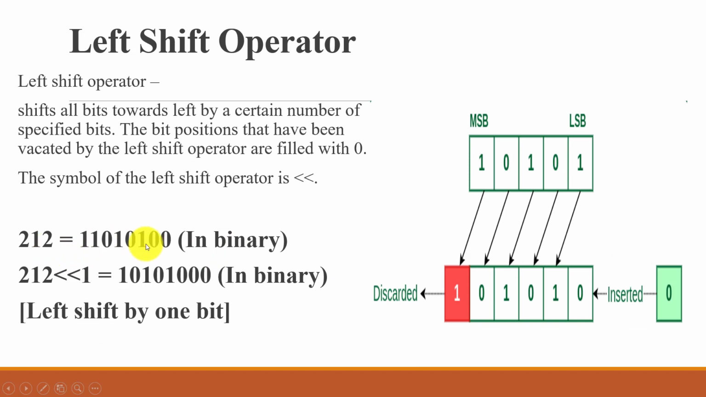Now 212 is in binary, and if I shift it to the left by 1, the first bit on the left gets discarded and I get the remaining bits. At the end I have to insert one more 0, because the first bit is discarded, and finally I get this answer after the left shift by 1 bit. So this is the left shift operator.